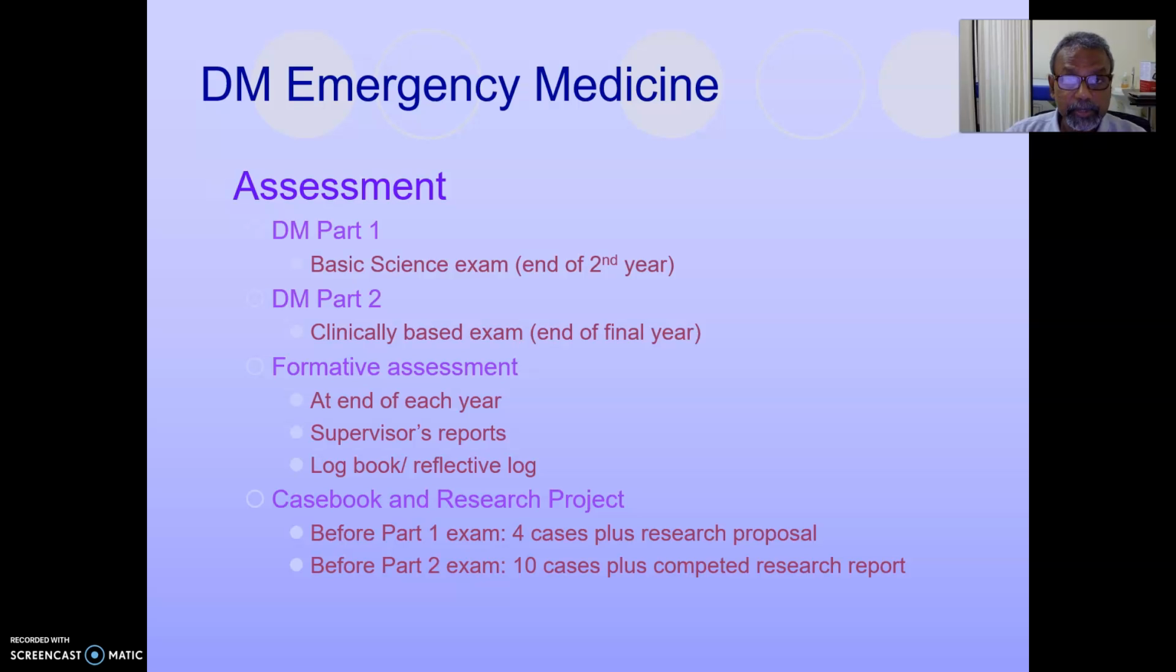And this is a limiting factor. Remember that at the end, before you do your part 1, at the end of your 2nd year, you must have completed at least 4 cases approved by Dr. Paul, plus your research proposal approved by me and ideally submitted to the UWI Research Ethics Committee.